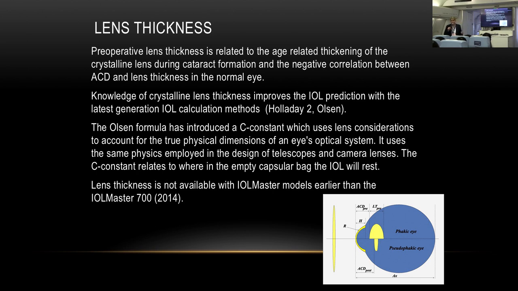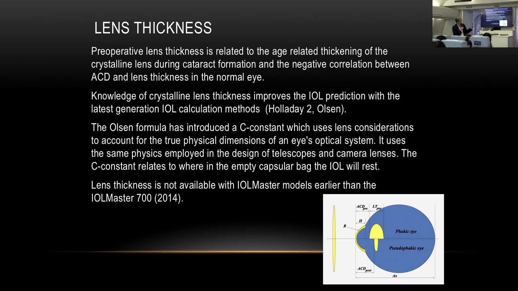Some of those newer generation formulas are the Holladay formula and a formula called the Olsen formula. And the Olsen formula, just as an interesting aside, has introduced a C constant, as they call it, which uses the crystalline lens measurements to account for the true physical dimensions of the eye's optical system. It's interesting because it uses exactly the same physics that are employed in the design of telescopes and camera lenses. But what it comes right down to is that the C constant relates to where in the capsular bag the IOL is going to have its final resting place.